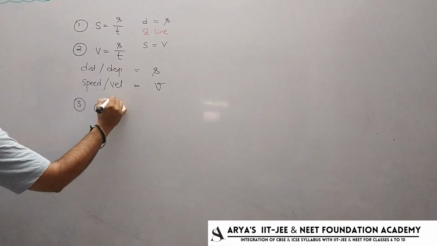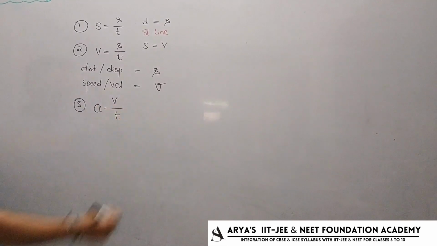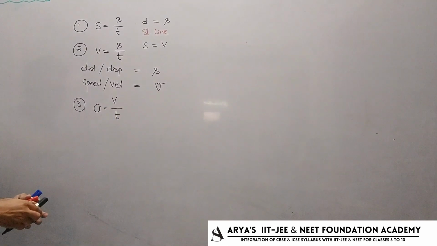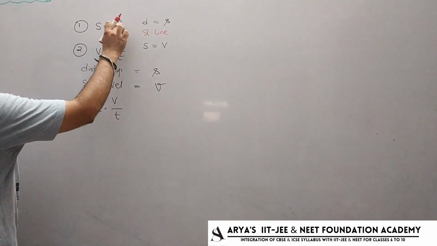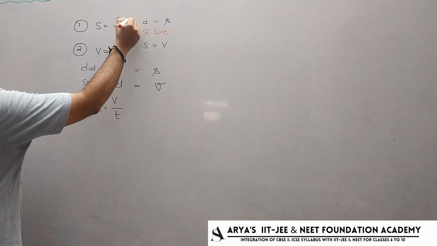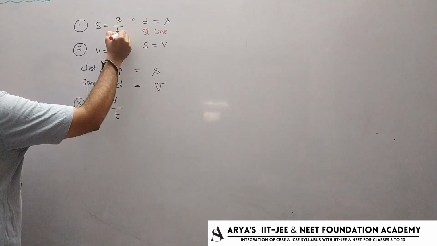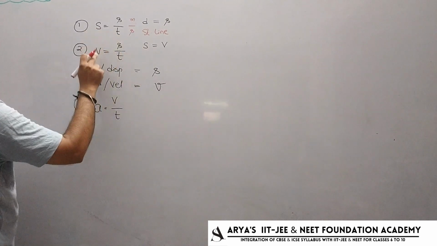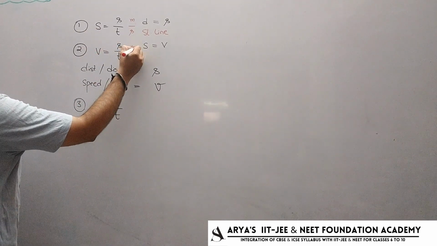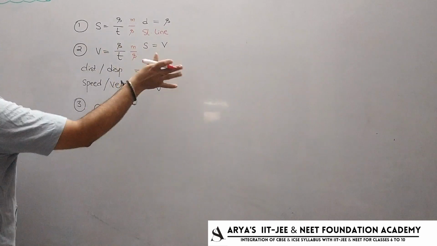A is equal to velocity by time. Now for all these SI units we should remember. What is SI unit of speed? SI unit of displacement or distance is meter. SI unit for time is second. So meter per second is SI unit for speed. For velocity also SI unit is meter per second only.